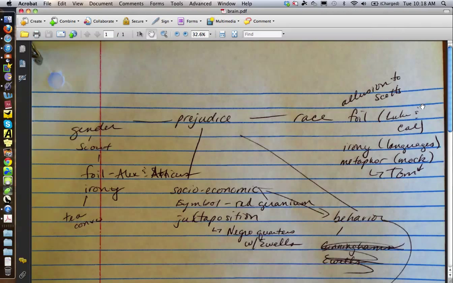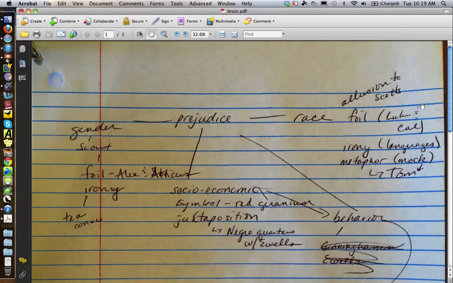So let's take a minute and look at my pre-writing, my brainstorming, where I sat down and jotted things down. My overall motif is prejudice, and there are different types of prejudice, like race, gender, socioeconomics, and behavior. Next to each, I jotted down some ideas that go along with the microcosm of the novel.